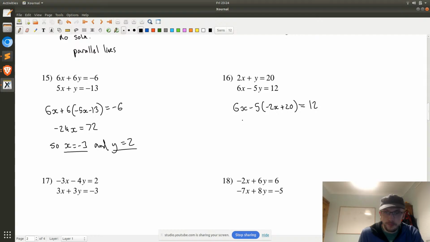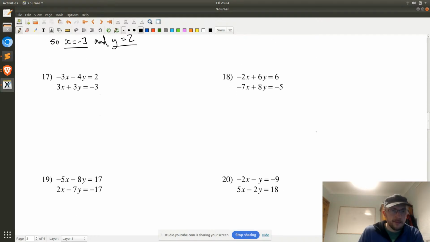So 16x is 112, and that means x is 7. And y is 6. And here, is this substitution really? Yes. Divide the bottom equation by 3. So y is negative x take 1.